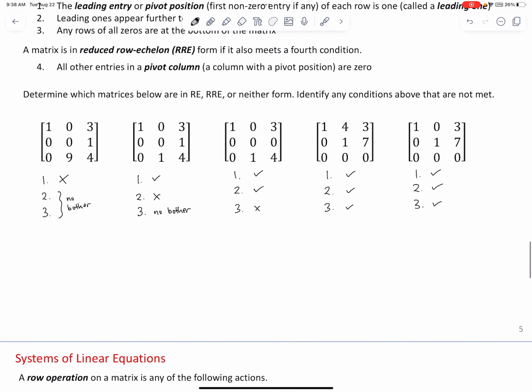Okay, so stepping back and looking at this, if you have an X in any of these conditions, then it's not RE form. So I'm going to say RE question mark and just say no. And that's going to be the case for the first 3 matrices. But for the last 2 matrices, the answer is going to be yes.